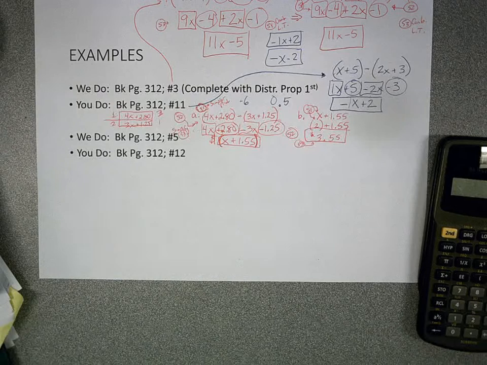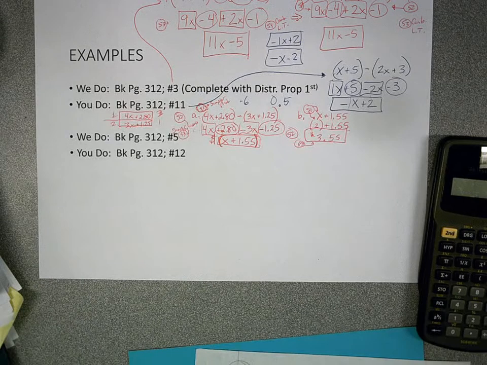For A, I got negative 4.5x plus 2. That's right, but B I didn't. For number B, I got 33 miles.